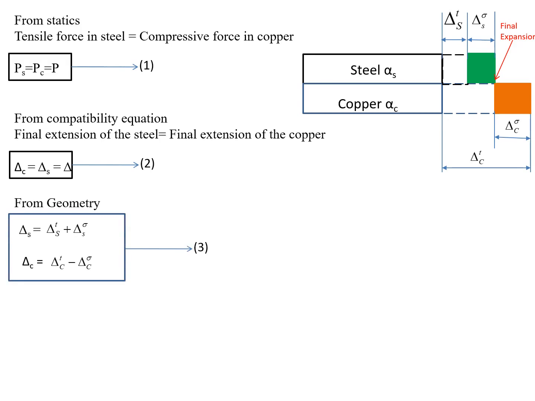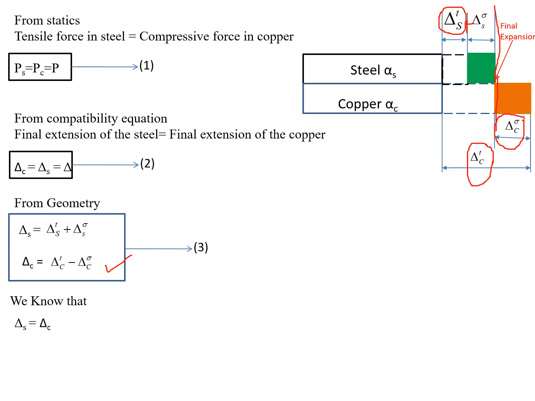And now from the geometry we have to observe the following. Delta C, the final expansion of the copper, is equal to delta CT minus delta C sigma. So this is only delta C. Similarly, here I have to observe this is the final expansion of the steel. So delta S is equal to delta ST plus delta S sigma. Let us consider this as equation number 3.